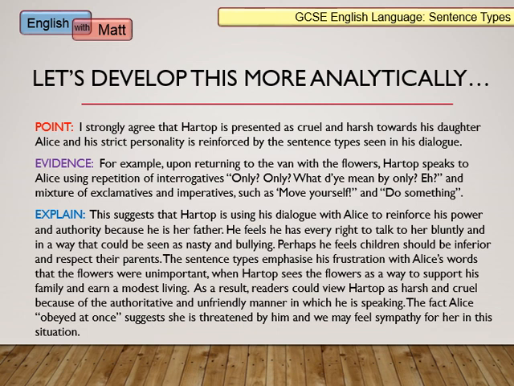So this suggests that Hartop is using his dialogue with Alice to reinforce his power and authority because he is her father. He feels he has every right to talk to her bluntly and in a way that could be seen as nasty and bullying. Perhaps he feels children should be inferior to and respect their parents. The sentence types emphasise his frustration with Alice's words that the flowers were unimportant, when Hartop sees the flowers as a way to support his family and earn a modest living. As a result, readers could view Hartop as harsh and cruel because of the authoritative and unfriendly manner in which he is speaking. The fact Alice obeyed at once suggests she is threatened by him, and we may feel sympathy for her in this situation.